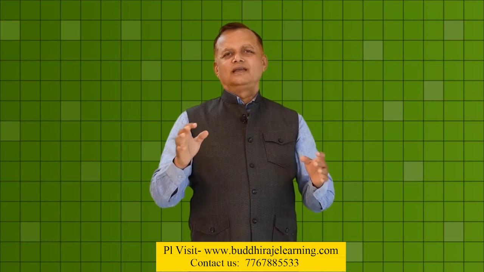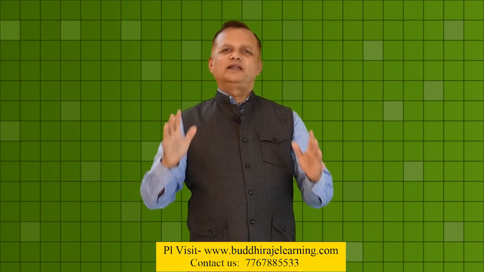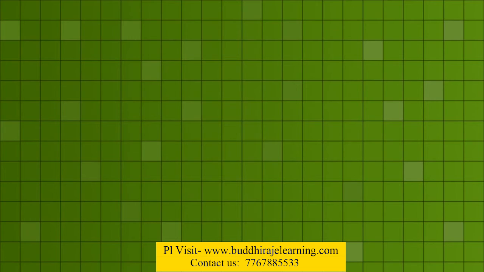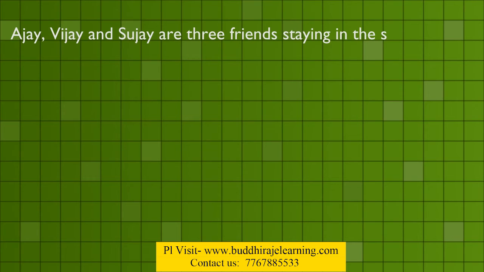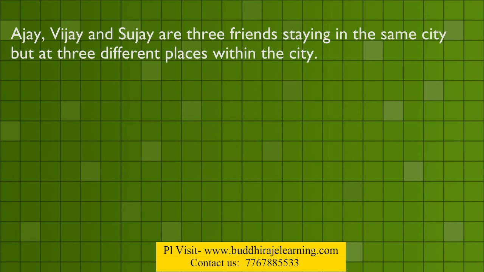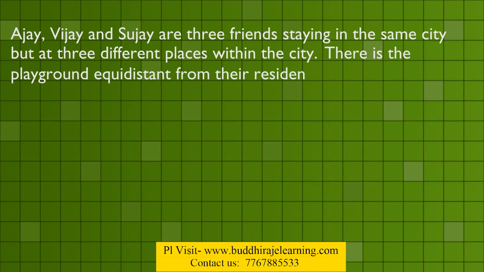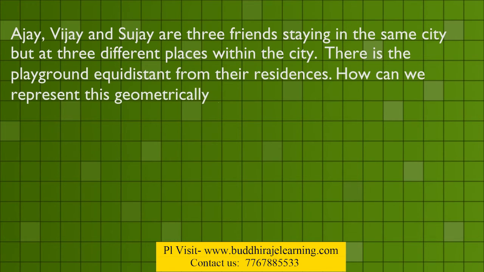Now we will see an example in our day-to-day life. Ajay, Vijay and Sujay are three friends staying in the same city but at three different places within the city. There is a playground equidistant from their residences. How can we represent this geometrically? We can represent this by a triangle.